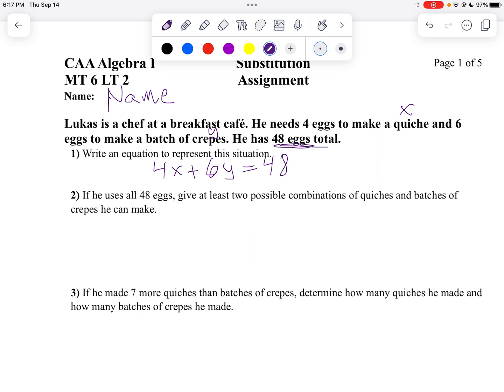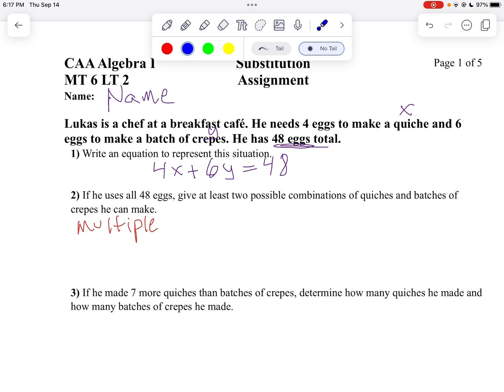Now in question number 2, there are infinite, well, no, that's not correct. There are multiple correct answers, but there are not infinite correct answers because we have a constraint. Since we're talking about the eggs, our eggs have to be a whole number. So you can't have a decimal for either X or Y. So how are we going to approach this?